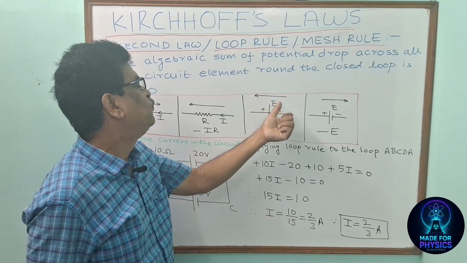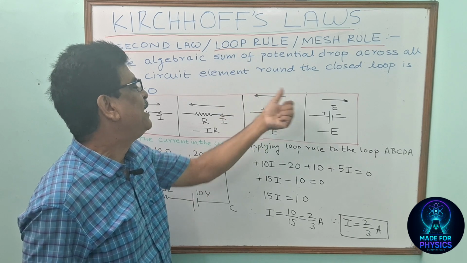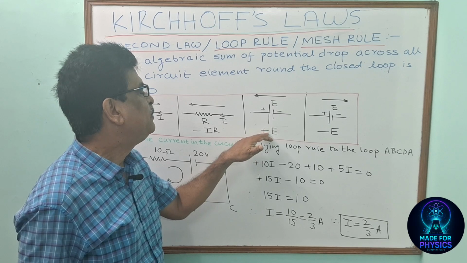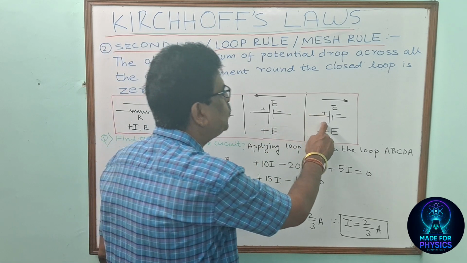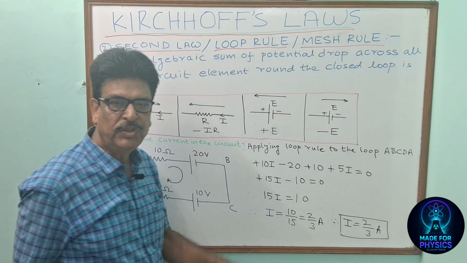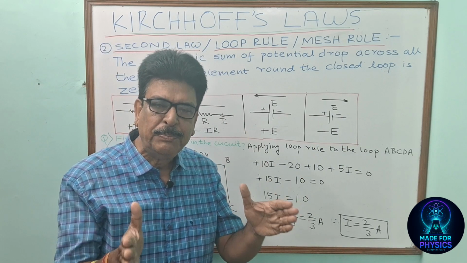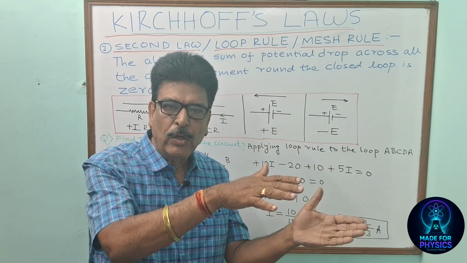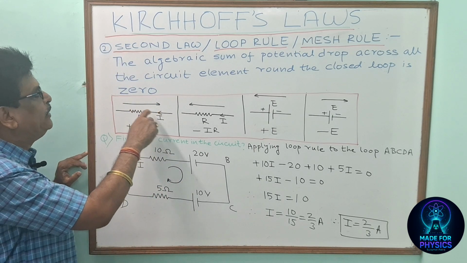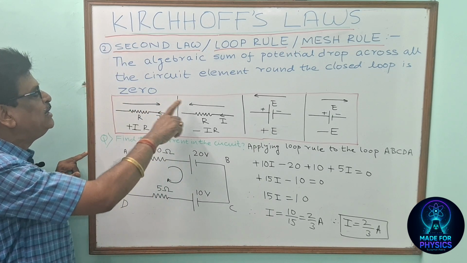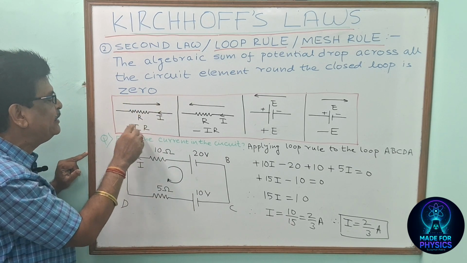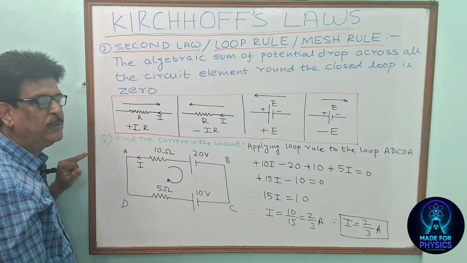If you are moving from negative to positive terminal, in this direction, then you take E with positive sign, and if you are moving from positive to negative, you take minus E. So follow this rule properly. Some books may make the assumption in a different way also, but whatever you follow, follow the same one. So you understand here that if you are moving in this direction, that means against the direction of current, that means you are moving from lower to higher potential side, and this potential drop IR is taken with positive sign.